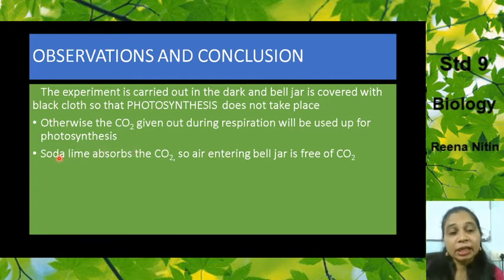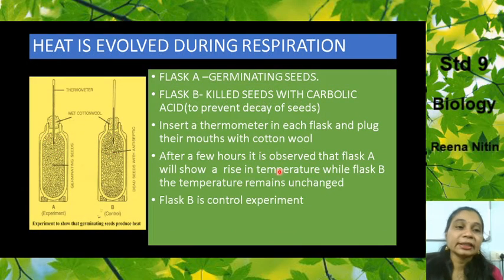The second question that could be asked is, why is soda lime placed at the entrance of flask A? The reason is that carbon dioxide is absorbed from the air by the soda lime, so that the air entering the bell jar is free of carbon dioxide. Now let's go to the next experiment.